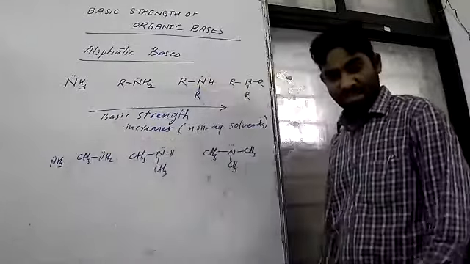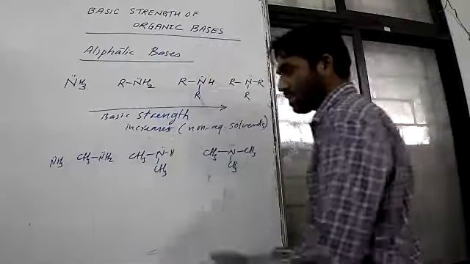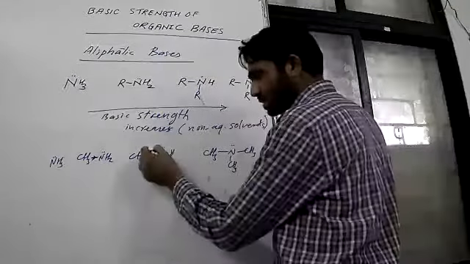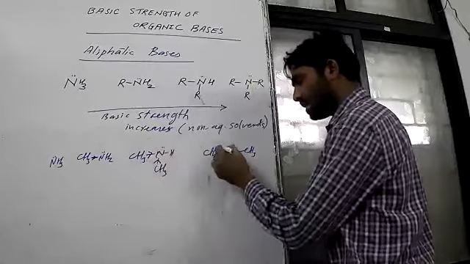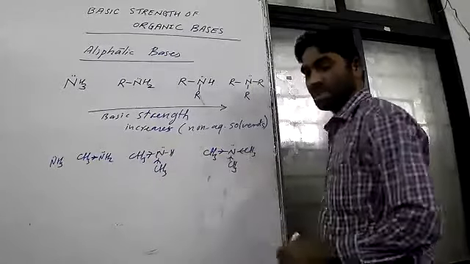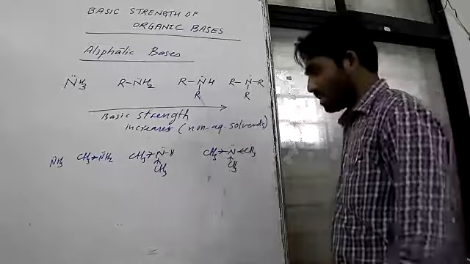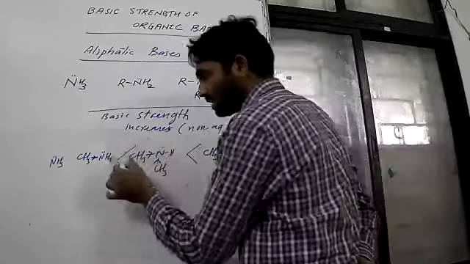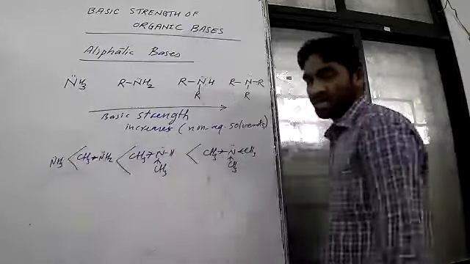So there are four bases. We know the methyl group shows a plus I effect. The 2-methyl shows a strong plus I, and the 3-methyl will definitely be the strongest. So what is expected? This is the strongest base. We can say the trend is like this.